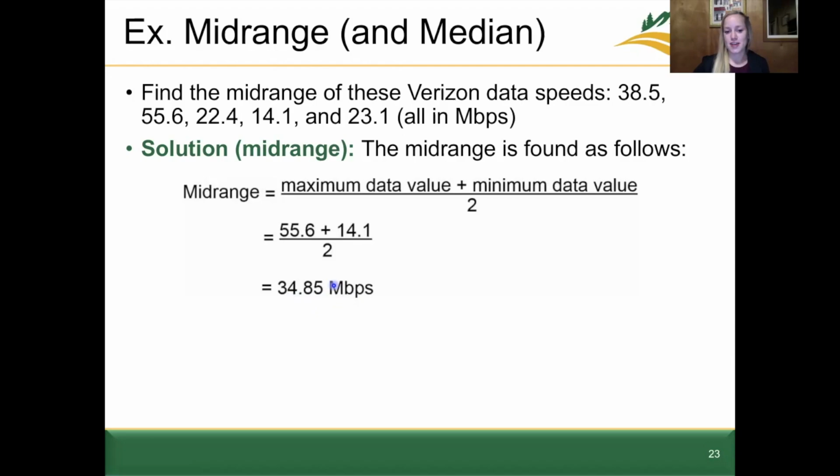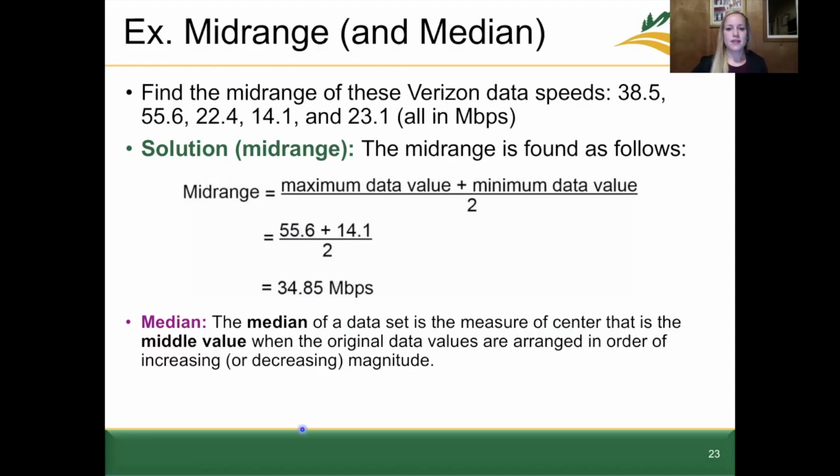Now maybe pause it and try to calculate the median for this same set of data. Now to remind you, the median of a data set is the measure of center that is the middle value when the original data values are arranged in order of increasing or decreasing magnitude. Okay, so to find the median, we would take our data set and arrange it in some order. Here for ascending order, we take 14.1, 22.4, 23.1, 38.5, and 55.6.